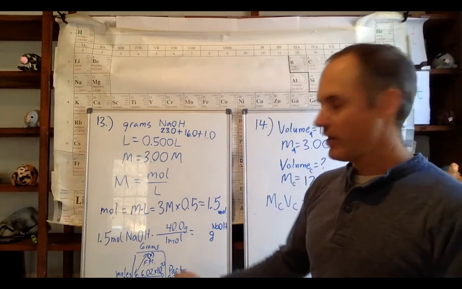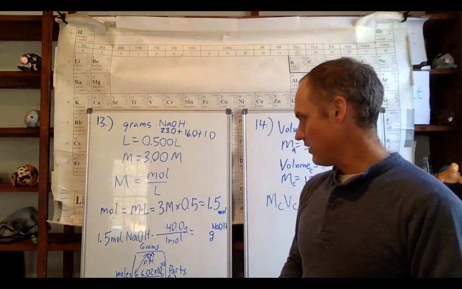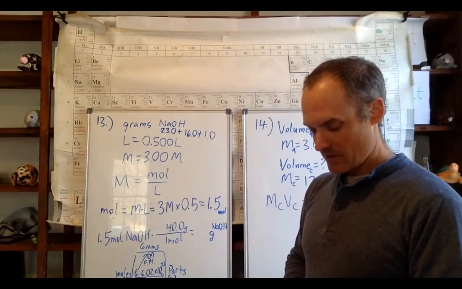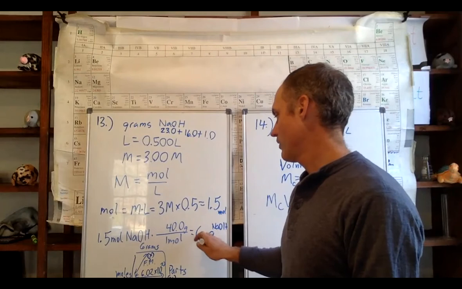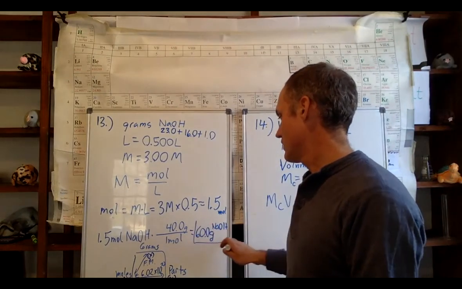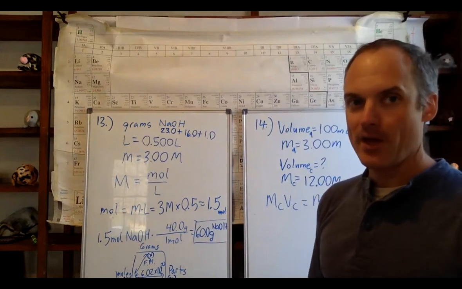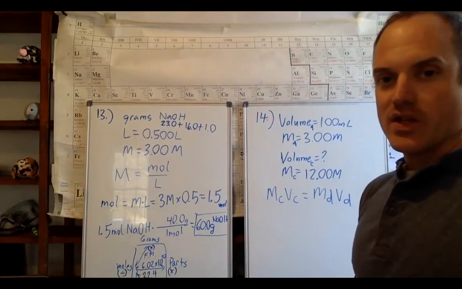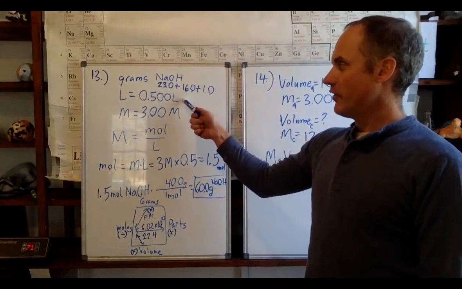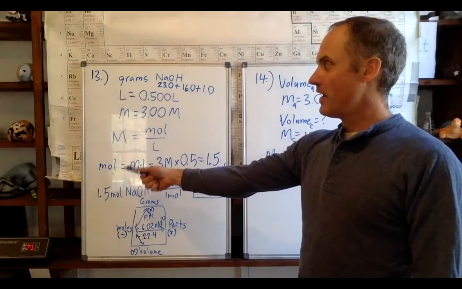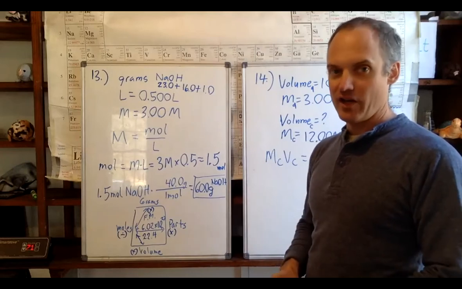So we're going to take the 1.5 moles of NaOH and multiply it by 40 to find the amount of grams, which is 60. So you need 60 grams of NaOH in order to make that solution. All right, so that's how that one works. That's using your molarity is equal to moles over liters. We have liters, we have molarity. You can find moles from that, but they want grams. Use the formula mass to convert to grams of NaOH.